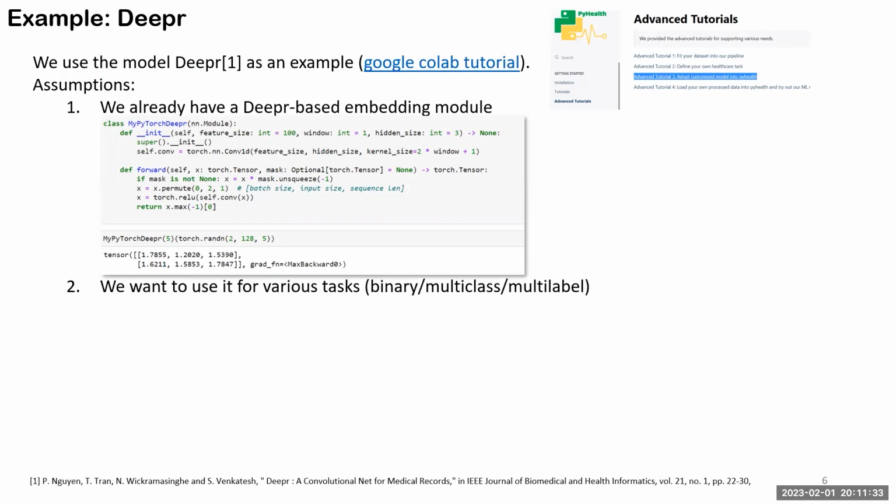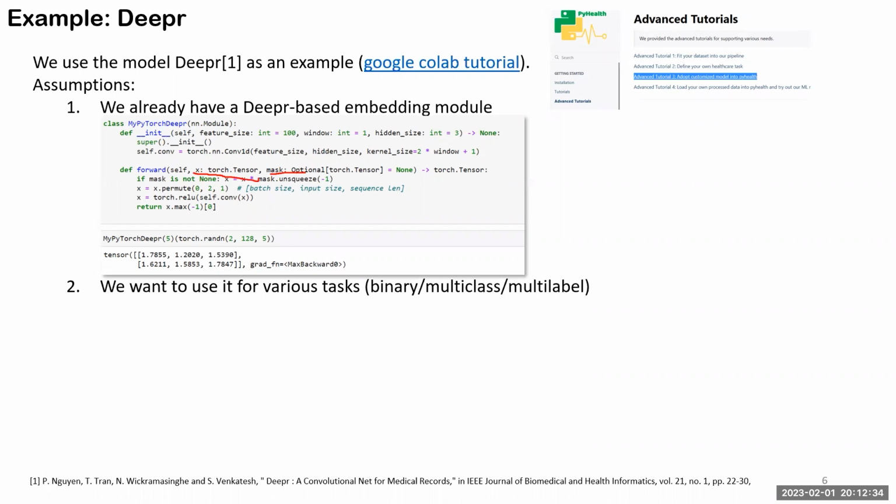Throughout today's tutorial, I'll be using a model that's kind of classic and has been around for a few years at this point, called Deepr. If you're interested, you could go to the PyHealth website under advanced tutorials. The third tutorial has all the code that we'll be using today. You can run the notebook along with this tutorial. My assumption is that we will have a PyTorch model. As usual, it's a torch.nn module, taking some PyTorch tensors, and maybe some additional arguments like a mask in this case.